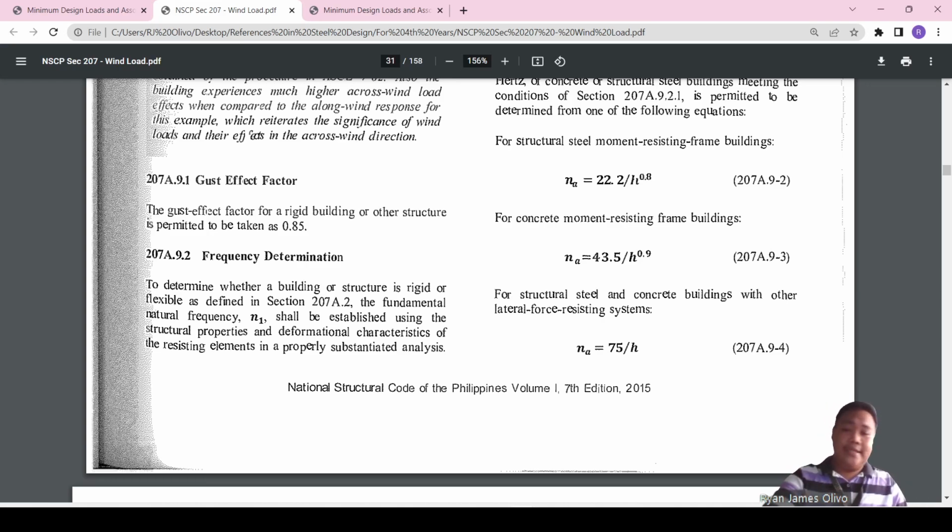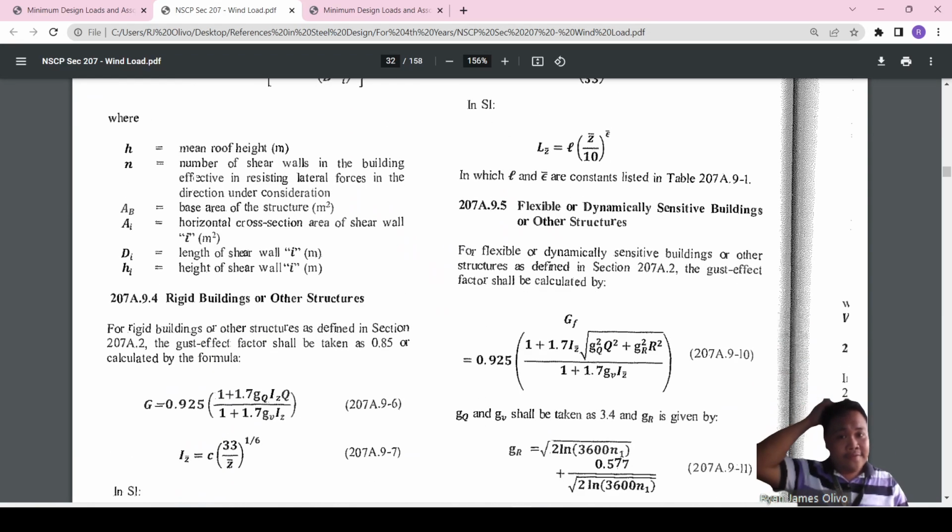What do you mean by rigid buildings? Rigid buildings are those whose fundamental frequency is greater than or equal to 1 hertz. This is what we call a rigid building. The opposite of a rigid building is what we call flexible. Flexible or dynamically sensitive buildings are those whose fundamental frequency is less than 1 hertz.